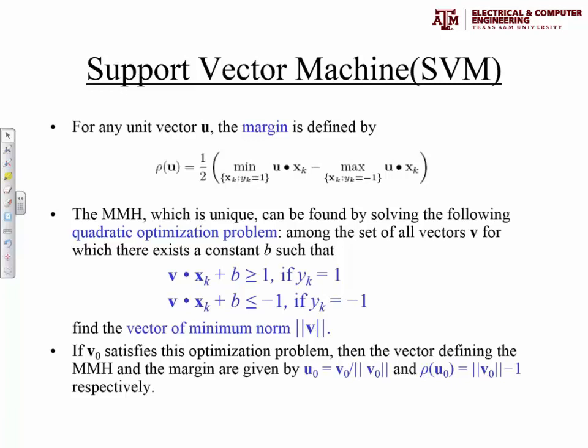Detailed explanation. And if v0 is the solution, so you're trying to find the vector of minimum norm, let's say v0 is the one you found by solving this optimization problem. Then the vector defining the maximal margin hyperplane and the margin are given by u0, the unit vector, so you have to scale it down to v0 over norm of v0, and the margin is given by 1 over norm of v0. Again, for these things, you can look at any book on pattern recognition.